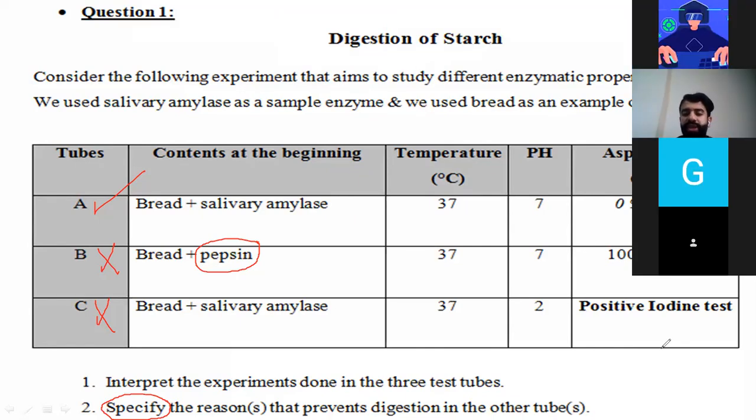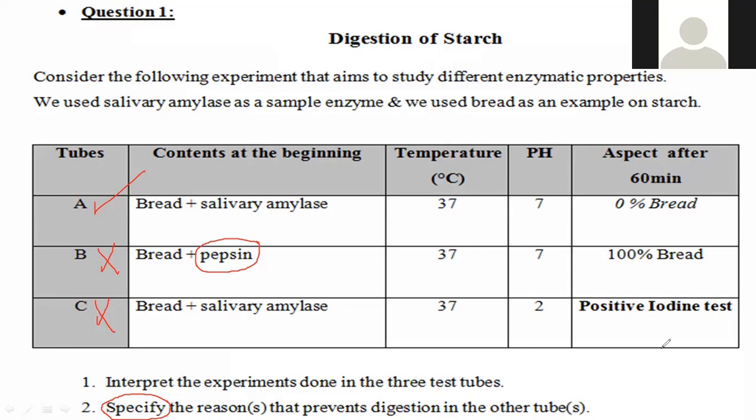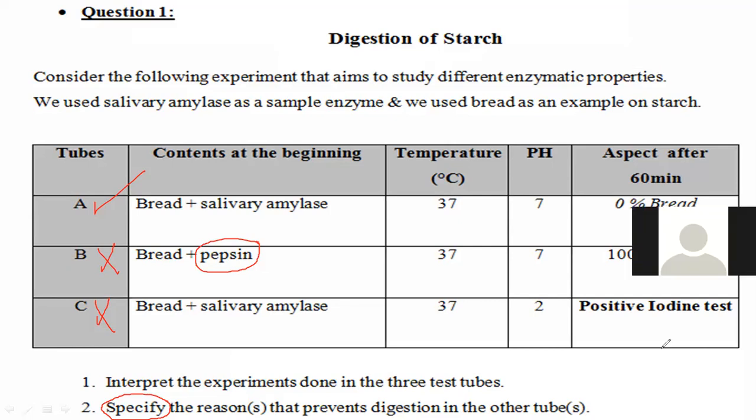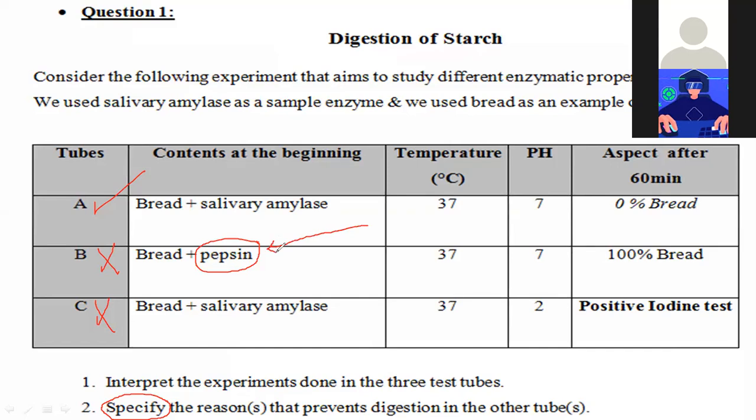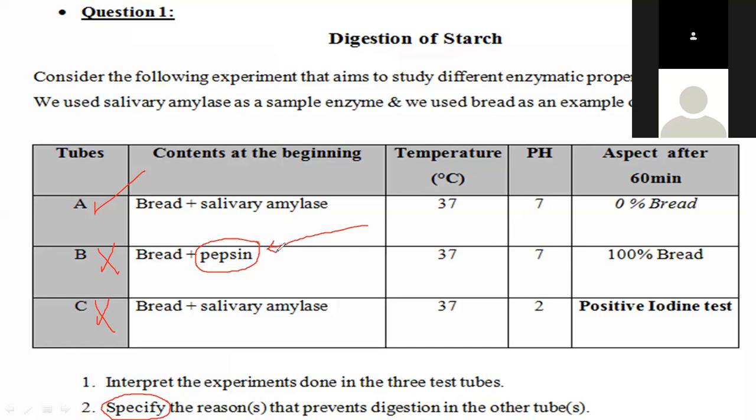Let's see new volunteers here. Ismail Qurani, Pepsin, it works on what? Good. By the way, in the exam, you might not have time to look at the papers, the handout and the lecture to identify on which substrate pepsin will act. Pepsin works on protein to give peptides.